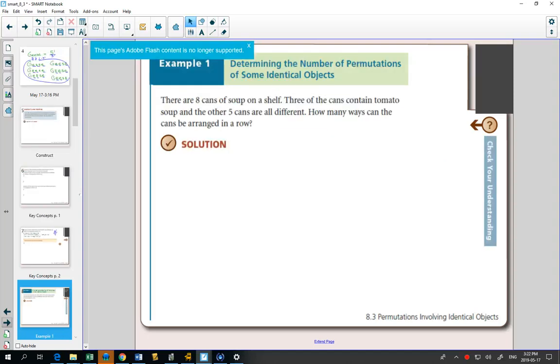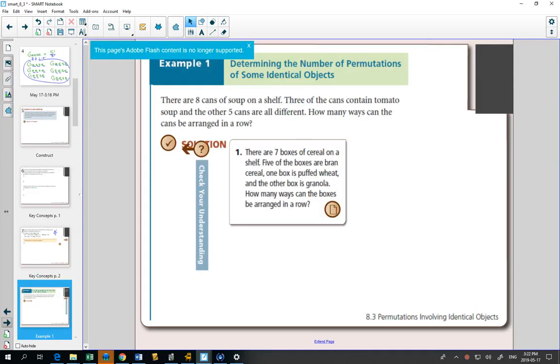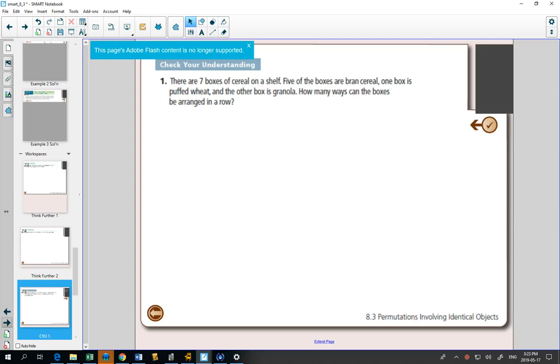So here's example 1. There are 7 boxes of cereal on a shelf. 5 boxes are bran cereal, identical, 1 puff wheat, and the other box is granola. You get busy trying to arrange your cereal boxes on the shelf to find out what looks the nicest. I don't know why, but this is what you've decided to do. How many ways can you arrange those cereal boxes on the shelf?